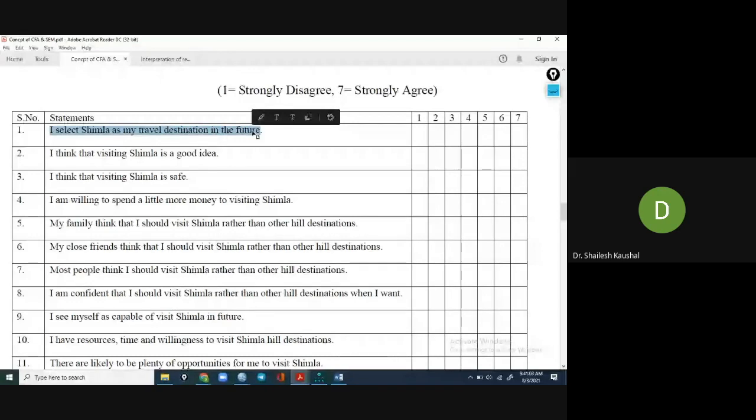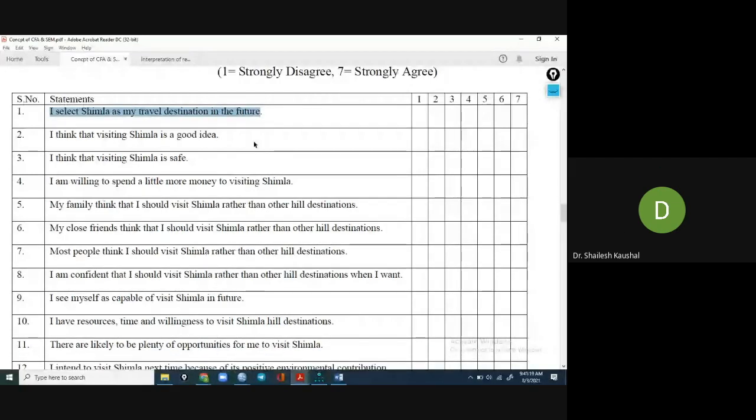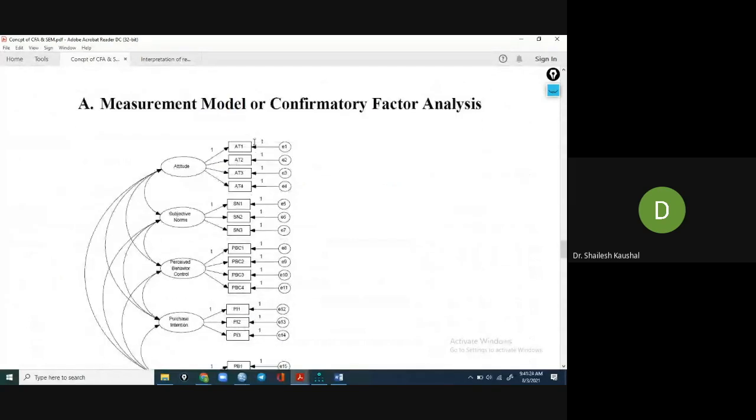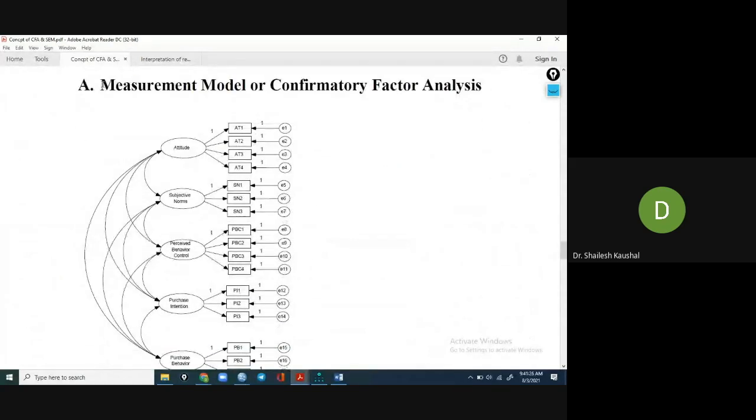You may agree with this statement or disagree. It's just a perception, nothing right or wrong. So one person may agree with this statement and another may disagree. All the questions are perception-based questions to measure the buying behavior pattern of tourists in a hill destination. Okay, these are the questions. Now, first part, we find the measurement model validity.